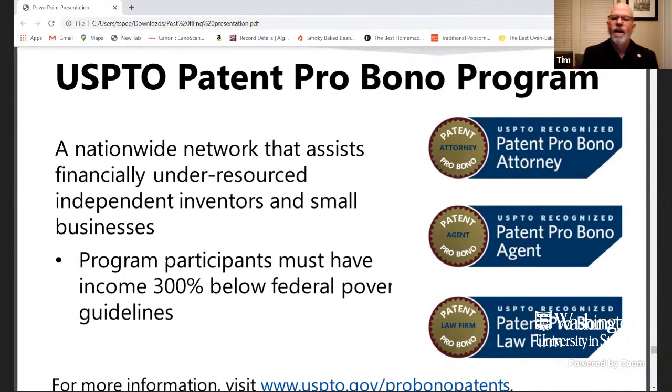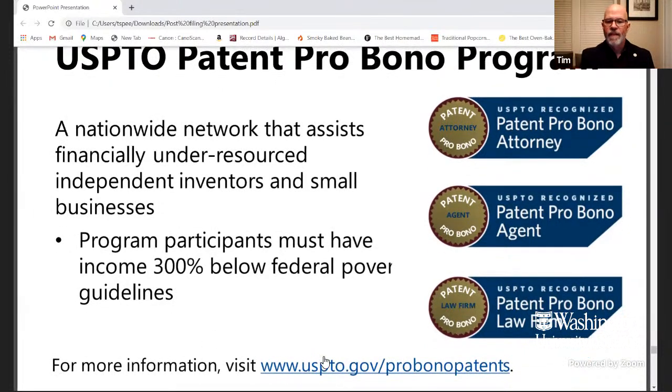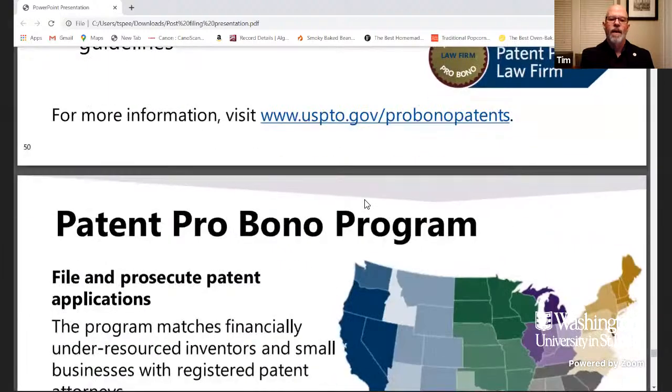So this is a little bit about the pro bono program, which Sherry said you're going to be talking about later. And then it's nice to hear that WashU is a part of it. So this is a nationwide network. There are requirements for it as to these different things, attorneys, agents, and law firms, and how that's done. Visit uspto.gov, which is our main website, pro bono patents. If you just go to Google and put pro bono patents, PTO, it'll direct you to the website that way if you don't know the link.